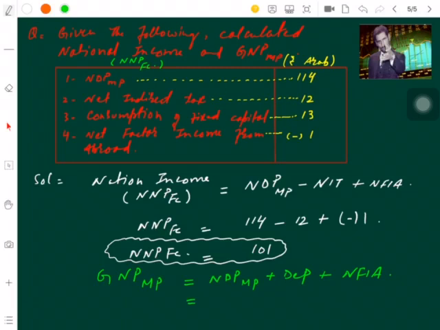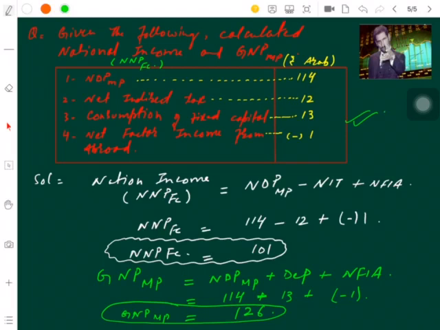So it will be equal to 114 as given, plus depreciation or consumption of fixed capital, which is 13, plus minus 1, will be equal to 114 plus 12, 126 is our final outcome. So our GNP at MP is equal to 126. You will have to bear the way of calculating the formulas in mind, and you'll be able to perform such numericals. I think this is more than sufficient to understand the things properly.